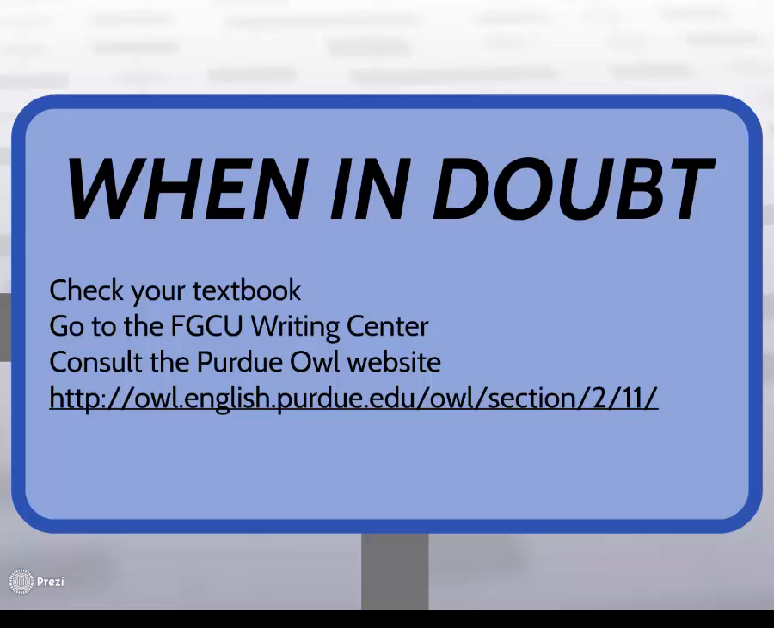All right, so when in doubt, check your textbook. Come see us at the Writing Center. You can consult the Purdue OWL website too, which is a really good resource that a lot of people like. Or you can just look online. Sometimes you might run into a source that's not super credible, so you want to definitely check a bunch of them, but that's just part of being a learner, right? You have to evaluate your sources and evaluate the information you're using.